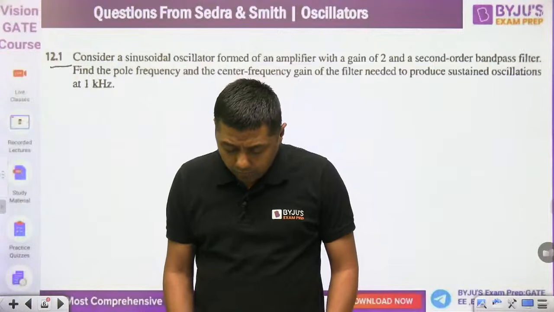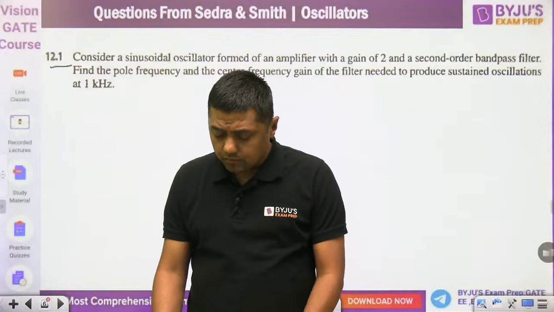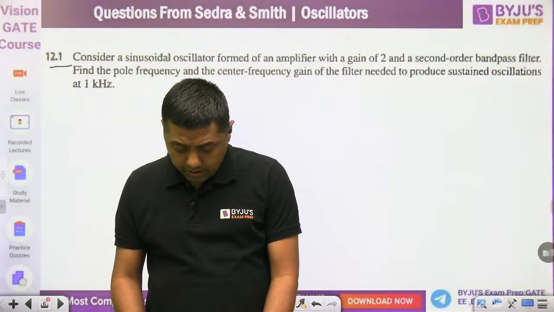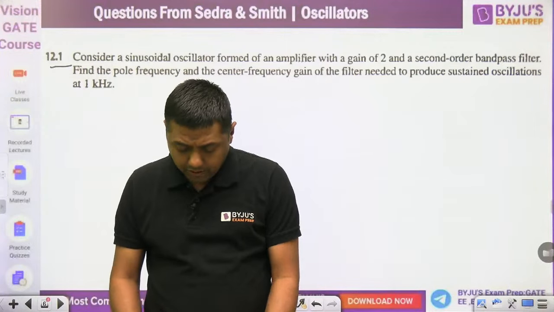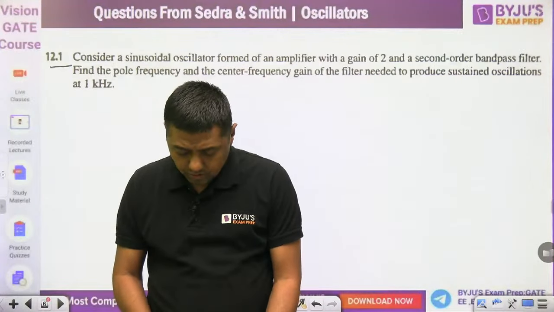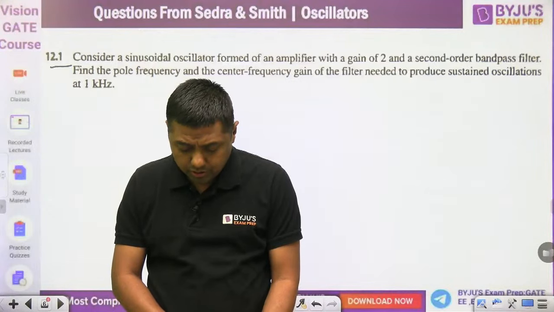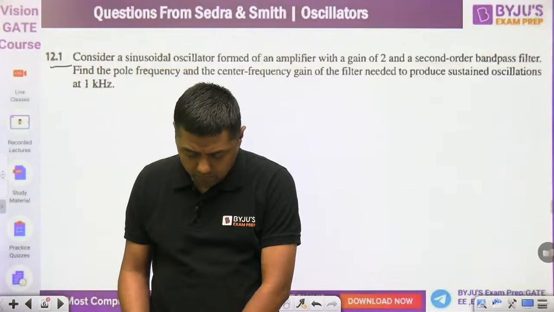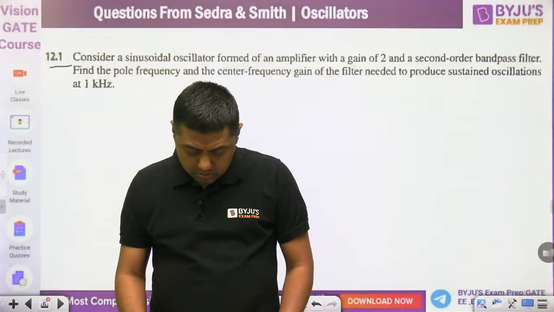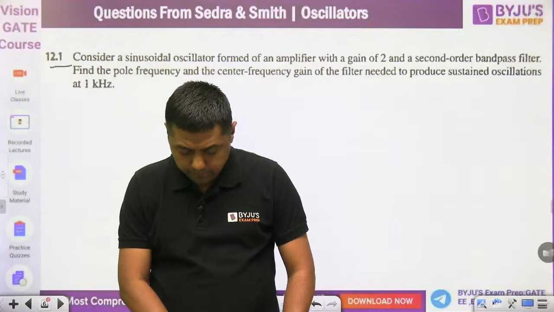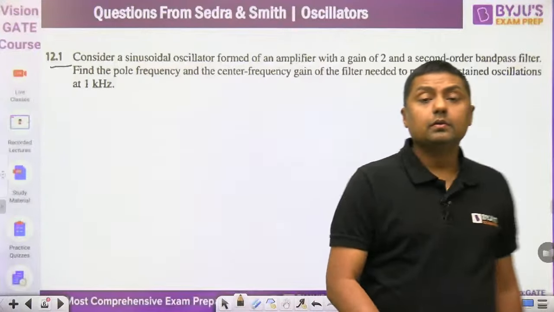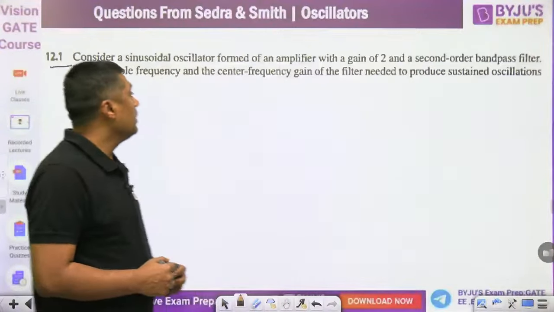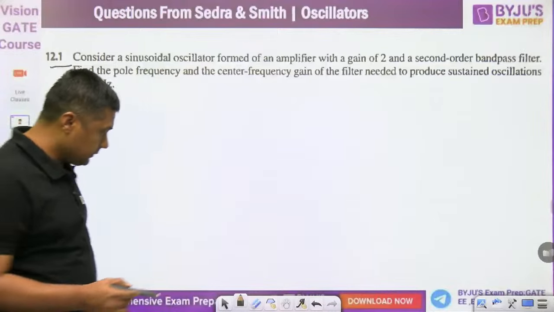Tell me. Now, I am giving you the page number also. That is chapter number 12 from Sedra and Smith, and this is question number 12.1. Tell me what will be the answer. You have to satisfy the Barkhausen criteria only to solve this question. Please note the page number also, 1139. Then guys, what is the Barkhausen criteria here?